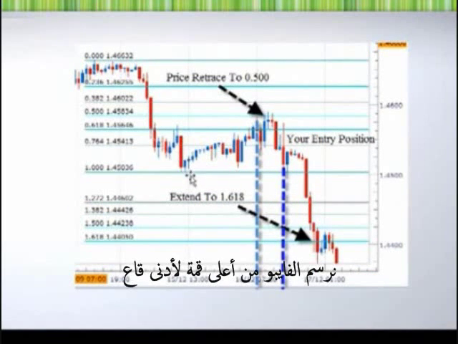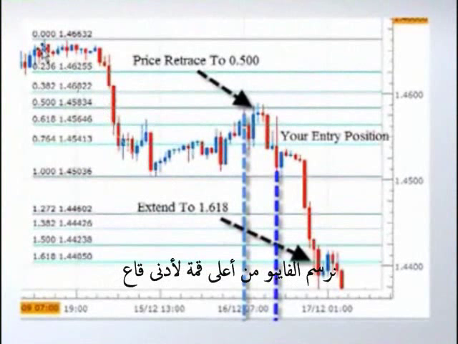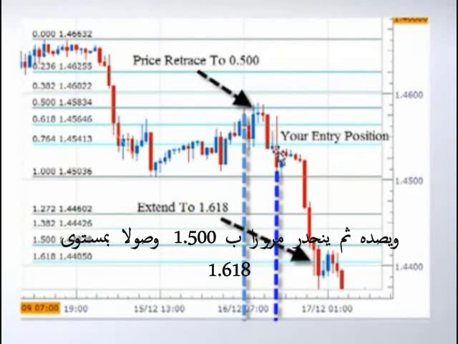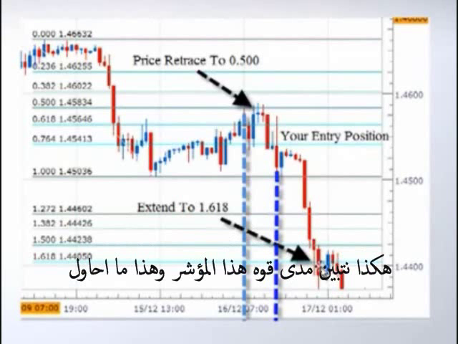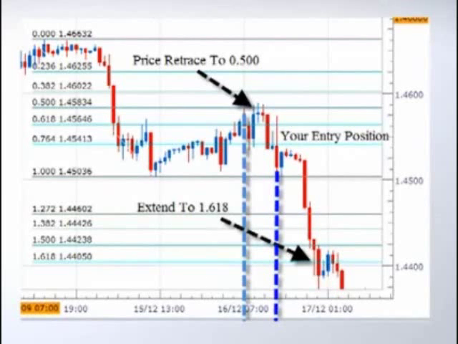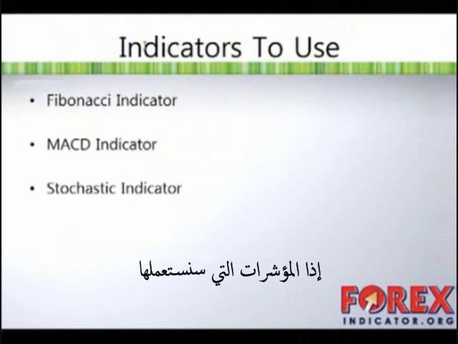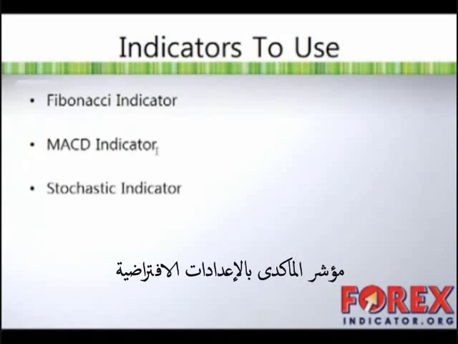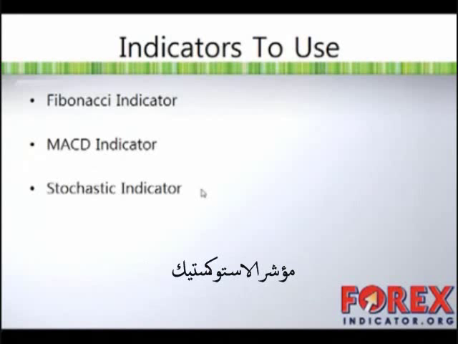Okay, so besides this example, let me show you another example. You can see this is a swing low, this is a swing high, and we draw a Fib in this manner. You can see that it actually retraced and hit the 0.5 level and then got repelled by it, and true enough, hit this 1.5 and then even went to the 1.618 level. Okay, that's how powerful the Fibonacci indicator is, and this is exactly what we are going to do in this Fibonacci strategy. So the indicators that we are going to use are the Fibonacci indicator itself, and you need to plot the MACD indicator with default setting, as well as the stochastic indicator.